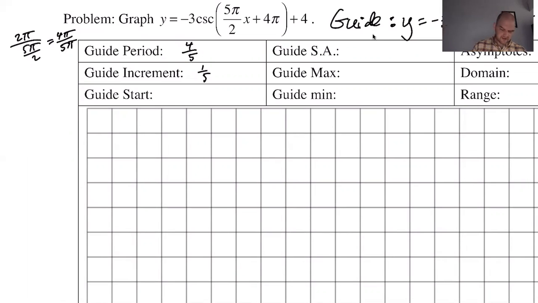For the start, we have to take 5 pi over 2 times x plus 4 pi equals 0. So I'm actually just going to subtract it right away, minus 4 pi. We multiply by 2 and divide by 5. So I get x is -8/5. Conveniently, we already have a common denominator between the start and the increment. If it didn't, I would rewrite it.